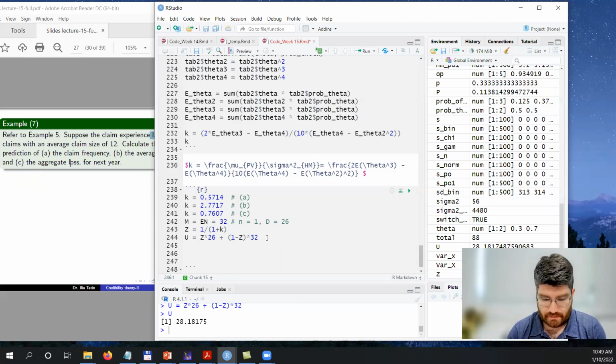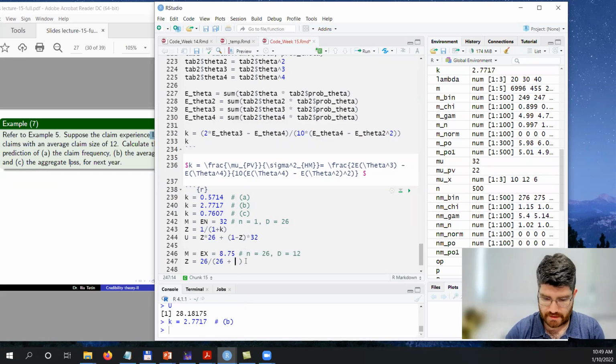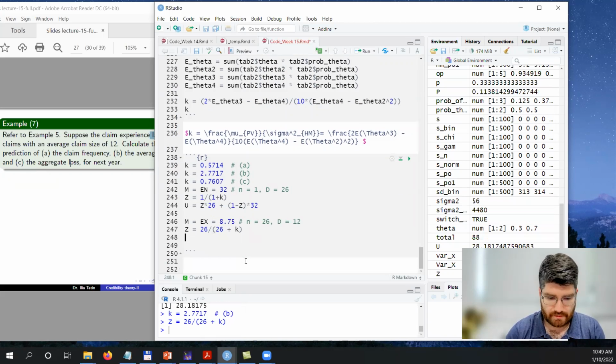The same thing can be used for claim severity. For claim severity, our M, which was EX, was 875. Our N was 26, D was 12, and the Z parameter is 26 over 26 plus this parameter K, and our Z parameter is 0.9.